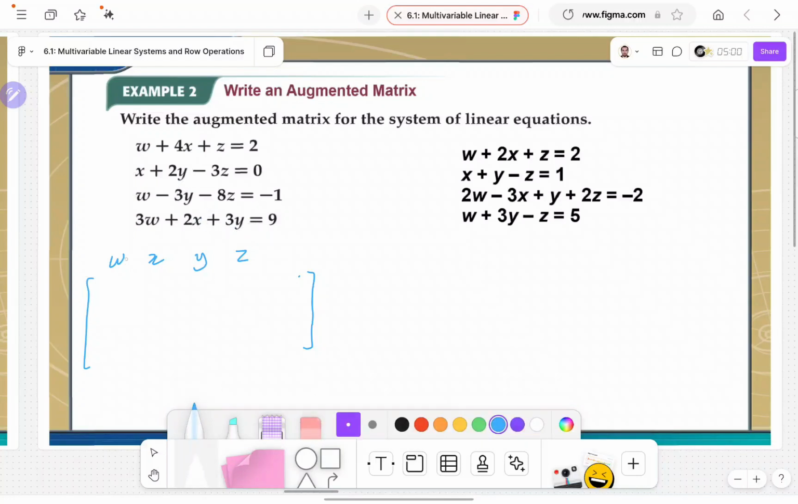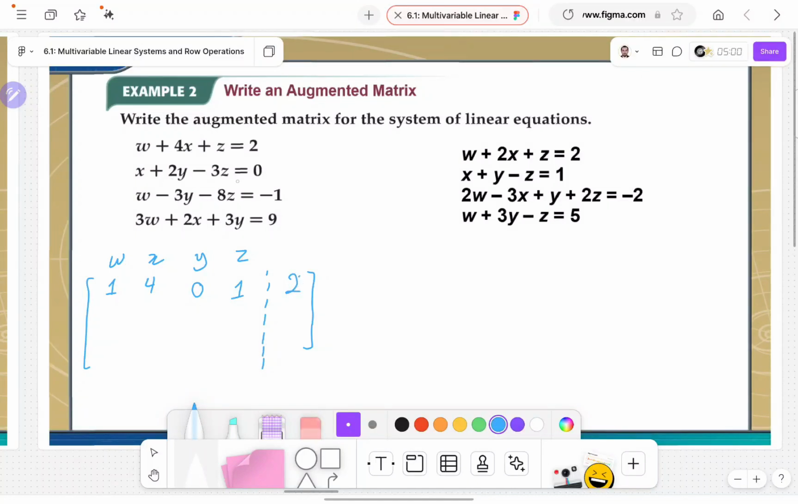So first thing, w, what's the value? W is 1. Then x is equal to 4. Do I have y? Y is 0. Do I have z? Z is 1. Don't forget, then after that we have here 2. So this is the first equation.